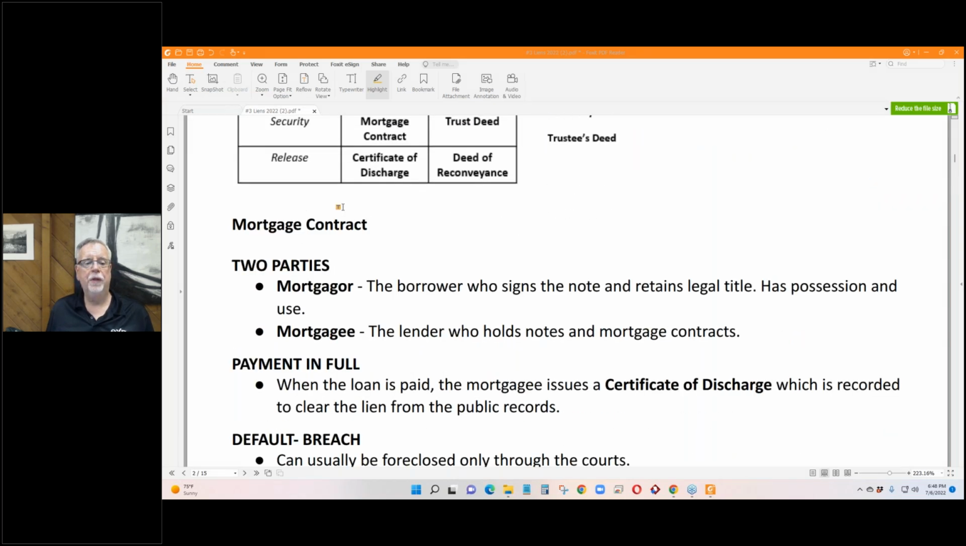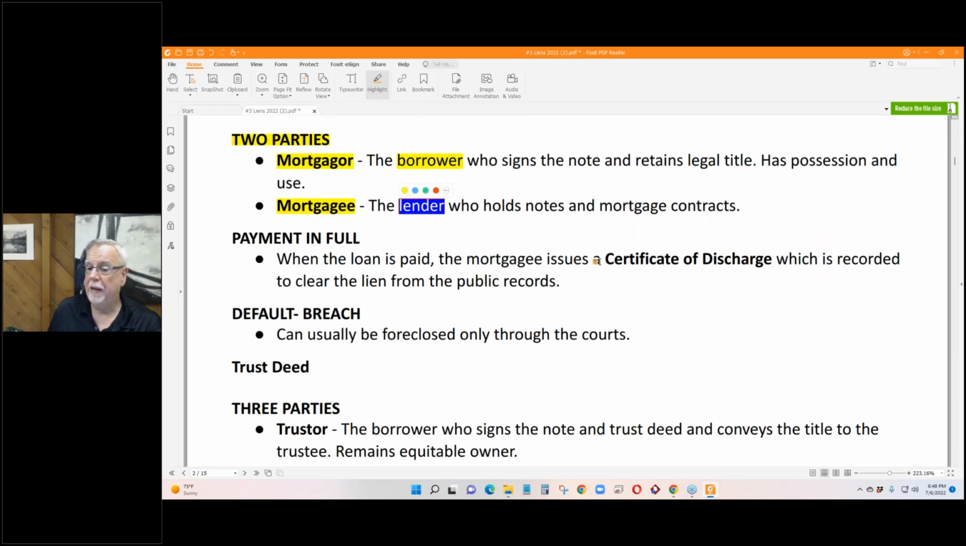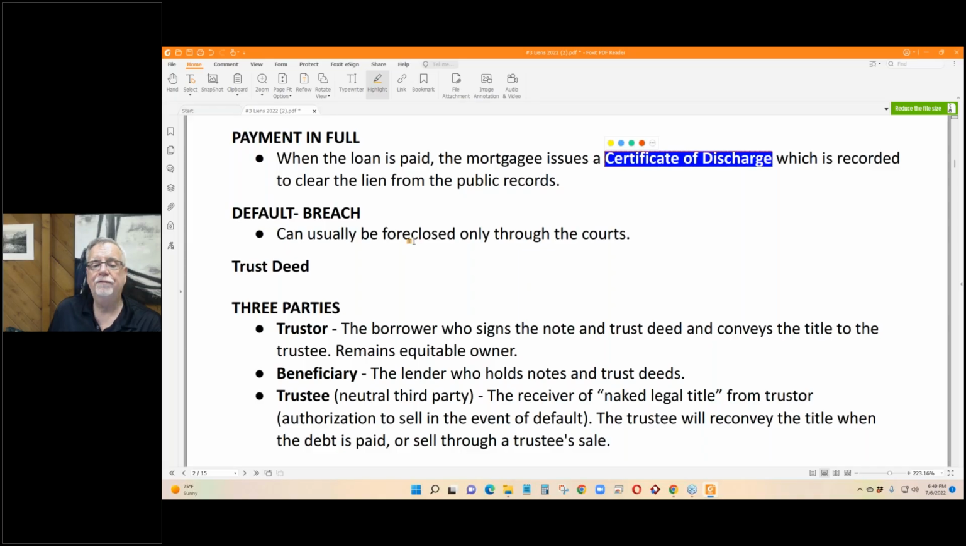All right. Now, in the mortgage contract, there are two parties. The mortgagor is the borrower. The mortgagee is the lender. When payment is paid in full, you get a certificate of discharge. If there's a default, it can be foreclosed only through the courts.